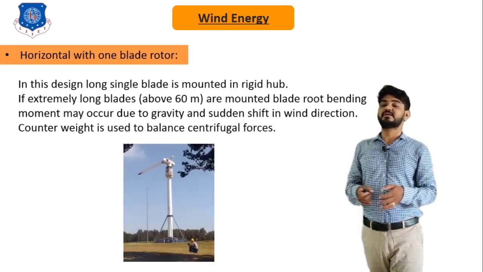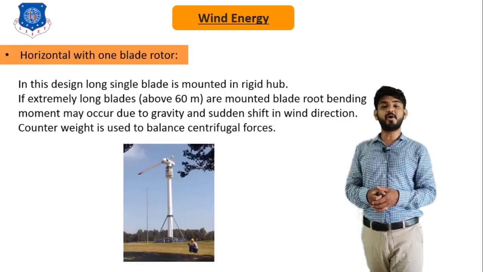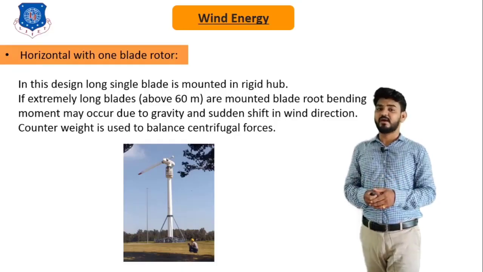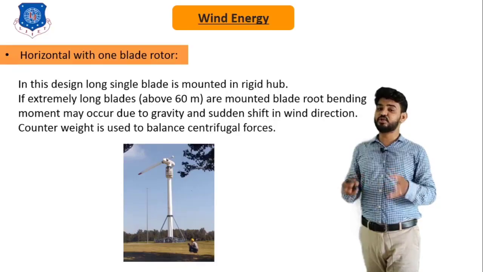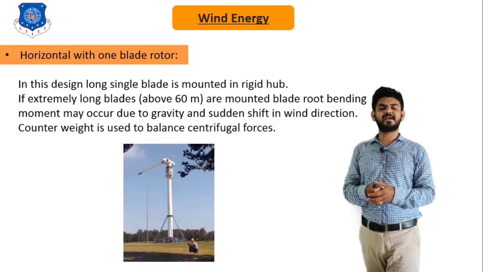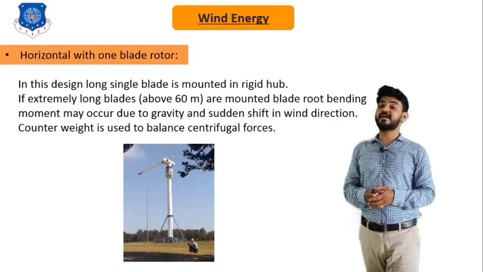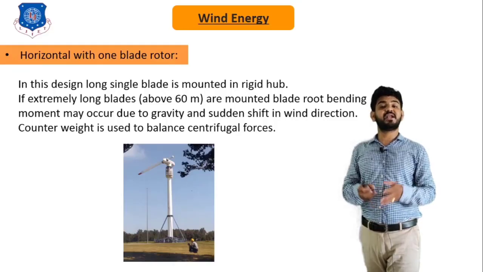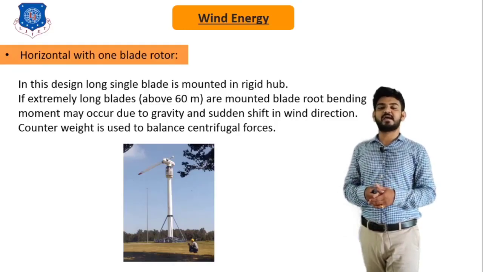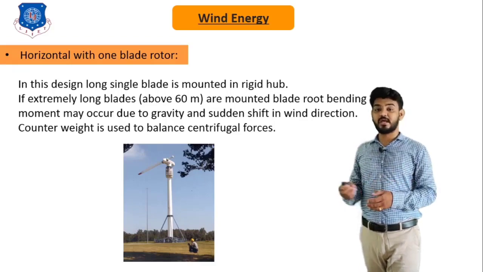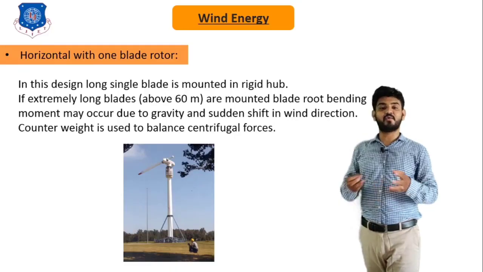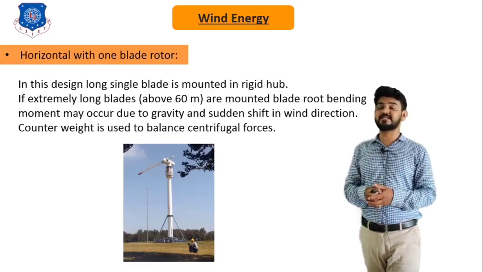Now let's move to the next type of horizontal axis collector, and that is the single or one blade rotor, in which a long single blade is mounted on the hub of the wind energy conversion system. If an extremely long blade of more than 60 meters is used, it causes a bending moment effect due to gravity, and a sudden change in direction can cause destruction of the blade or turbine, which is a bit risky. A counterweight is always put on the other side of the blade to balance the centrifugal forces. In this image, we can see a one blade rotor type horizontal axis collector.